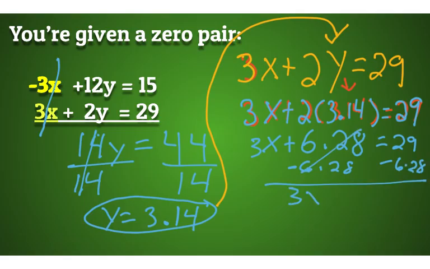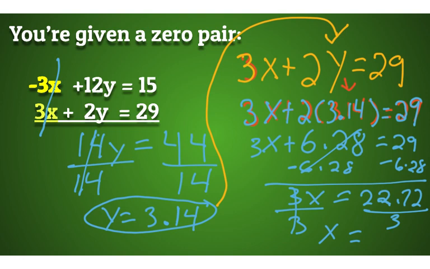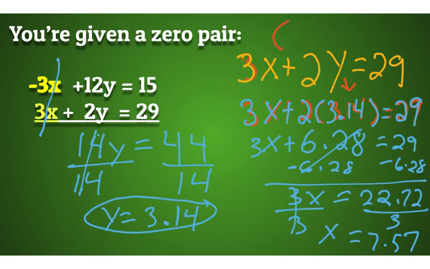And I'm left with 3x equals 22.72. All right, so now the last step I'm going to do is divide by 3 on both sides, and I'm left with x equals around 7.57. That'll give us a solution of x equals 7.57 and the y value of 3.14.